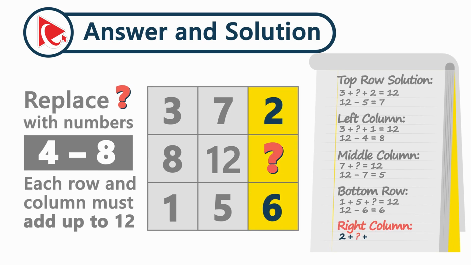2 plus question mark plus 6 equals 12. And 12 minus 8 equals 4. So the final missing value is 4.